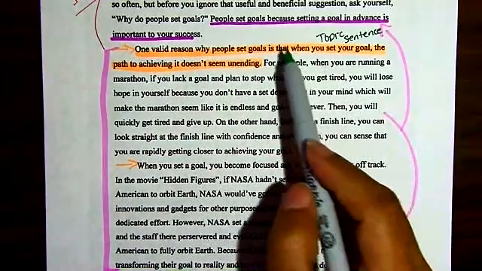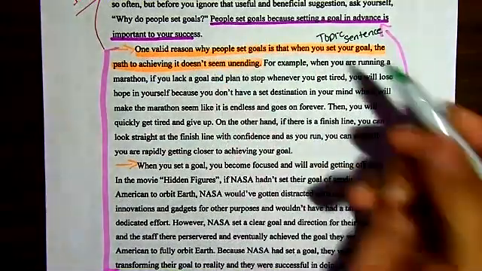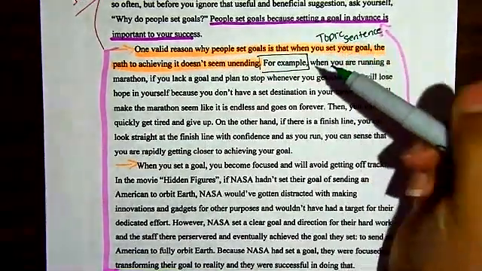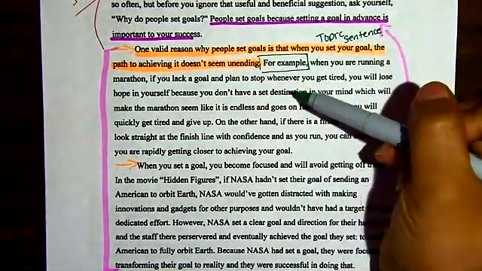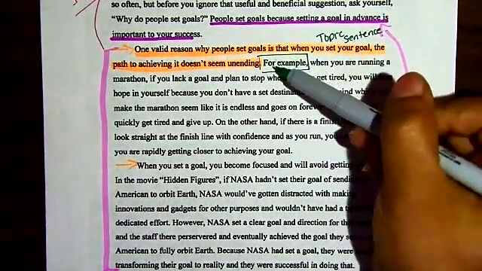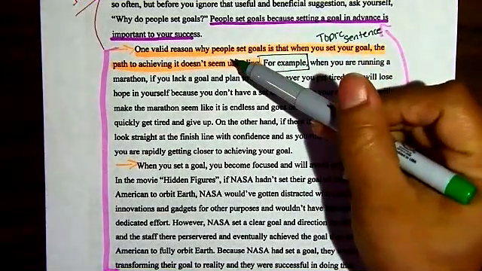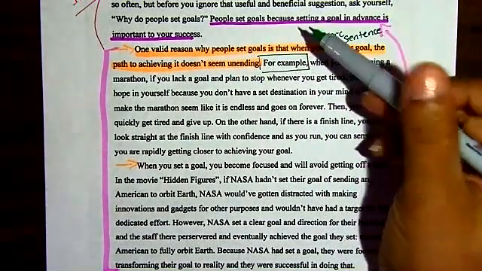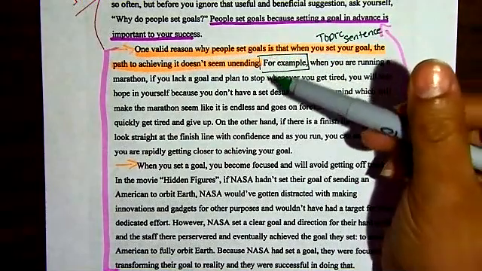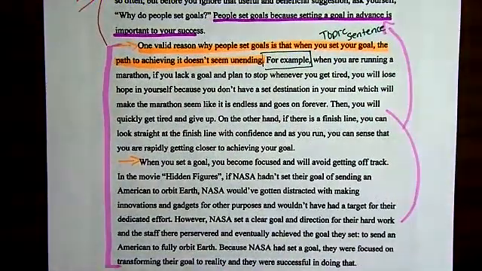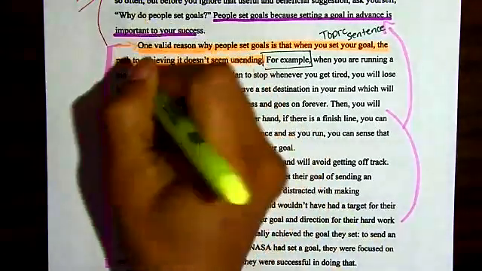So now he's going to use an example, and here is a transition word. A transition word connects your sentences. So you see how this is the glue to his idea that he wrote here. So now he's going to use an example. And when you read the paragraph, you should have noticed that the student used a marathon.